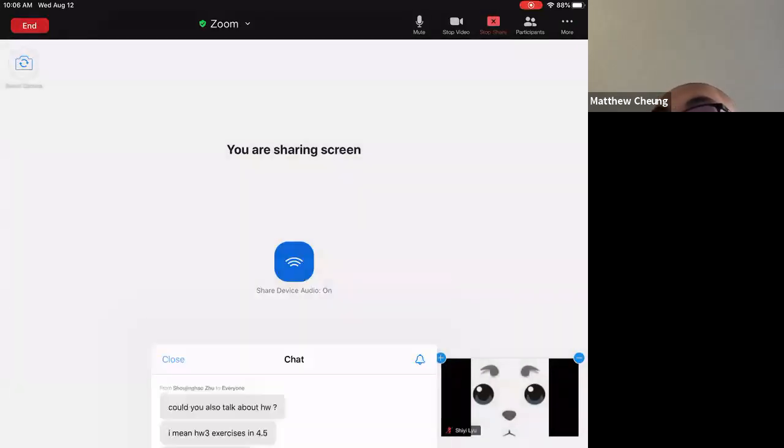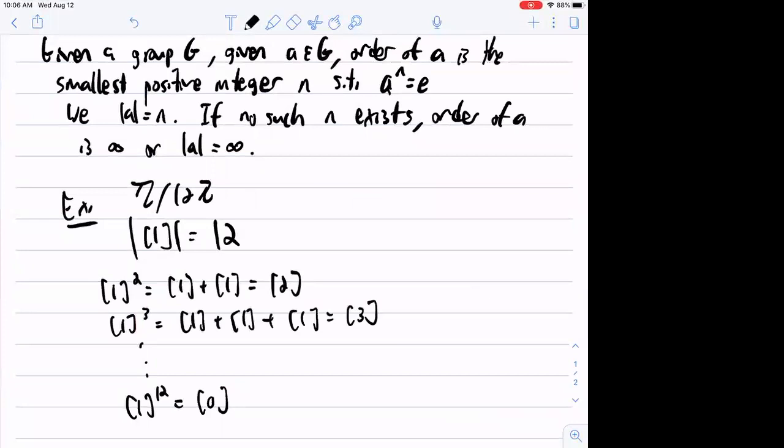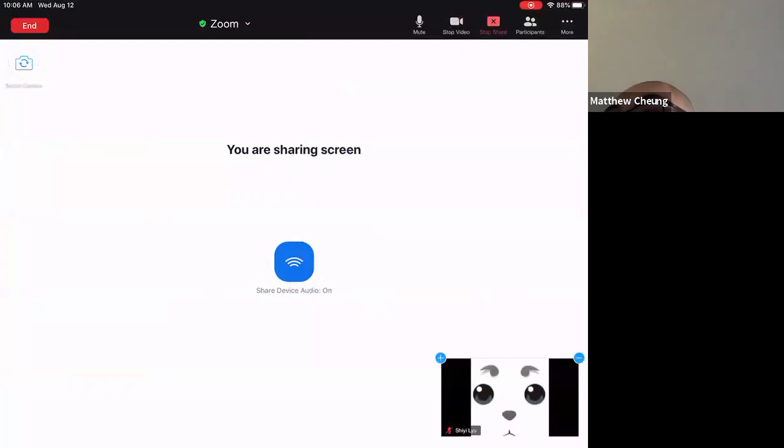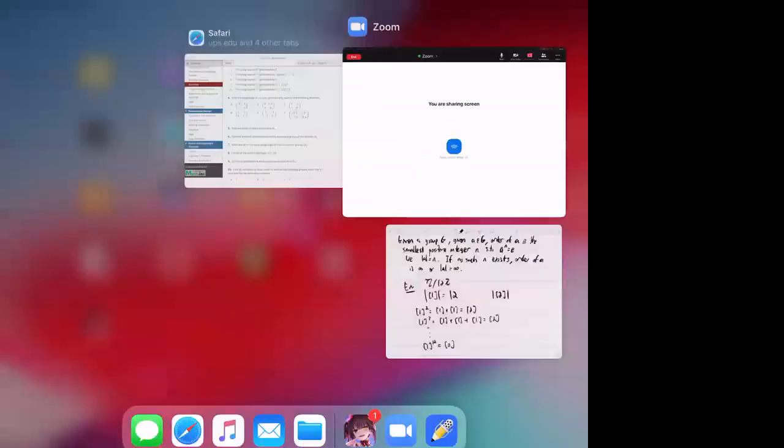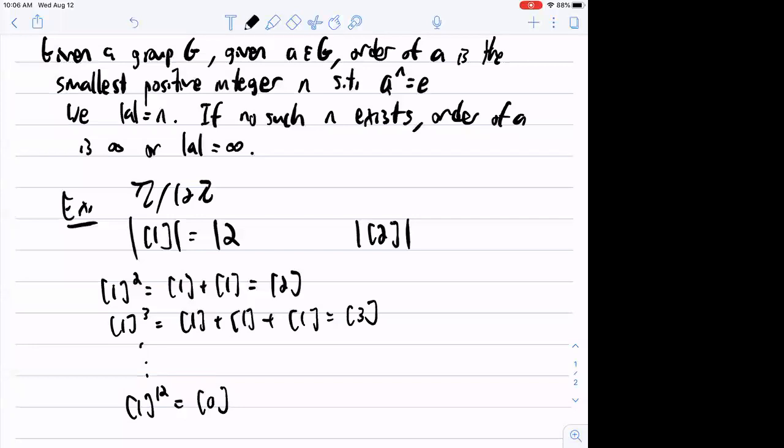Yeah, it's 12. So now let's do another example. What about the class of 2? What's the order? What's the first time you get the identity? So you just count until you get 12. 2, 4, 6, 8, 10, 12. So it should be 6, right? Because 2 to the 6 is 0.